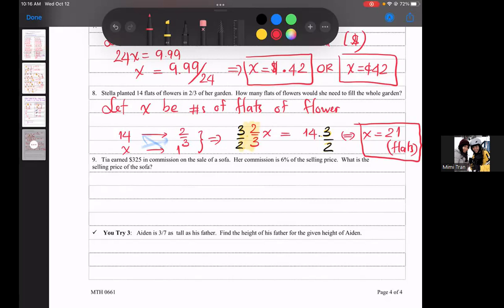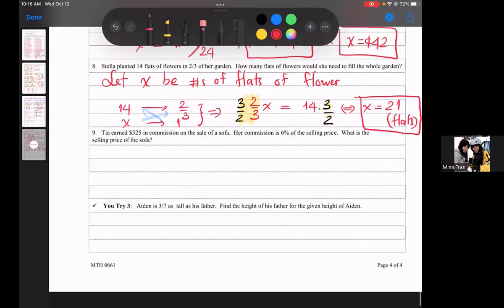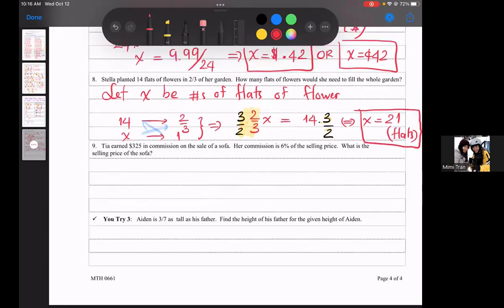One more, and then I'll give you a try and you can go. Why don't you try number 9? Just to give you a second. Critical thinking now. See that you answer.